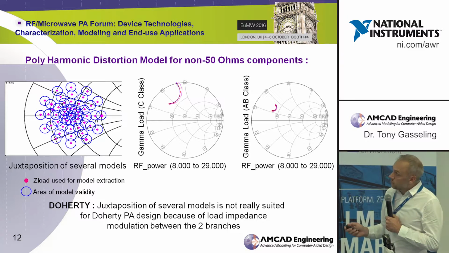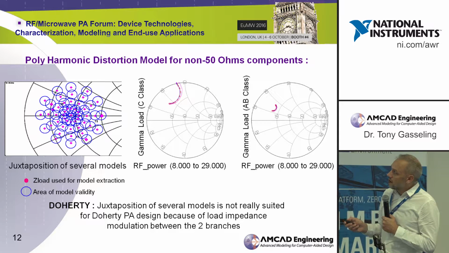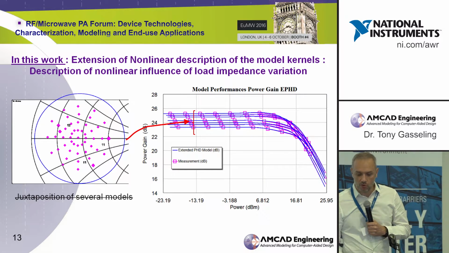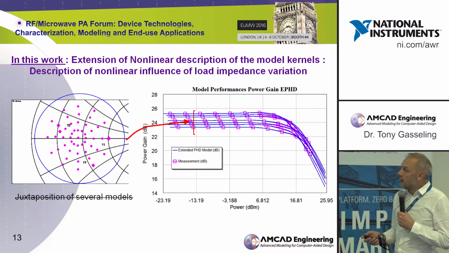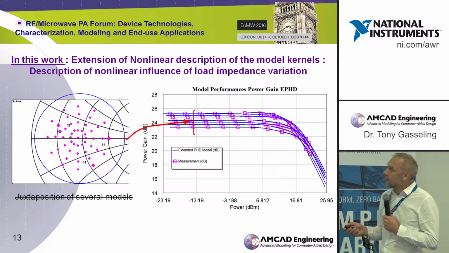So here it's just an illustration of the class AB and class C load conditions which are seen by the transistor when we apply different power levels. And we can see that we can go even very close to the edge of the Smith chart area. So can we use such a model? Maybe not. So this is why we have developed a new formalism in order to cover a wider area, in order to better address this interpolation and extrapolation needs, in fact.